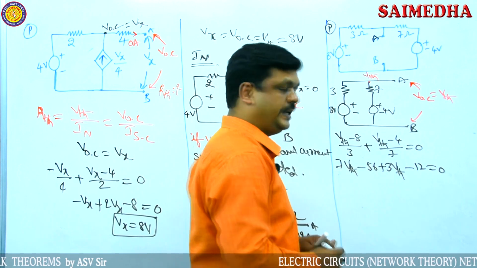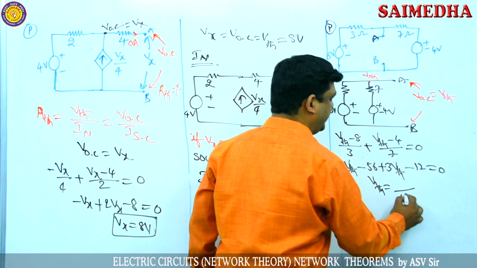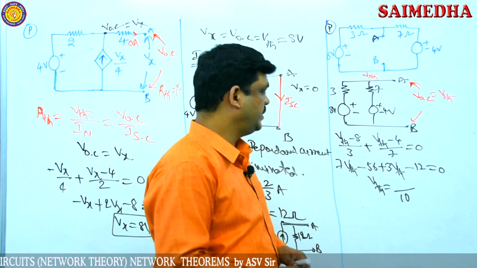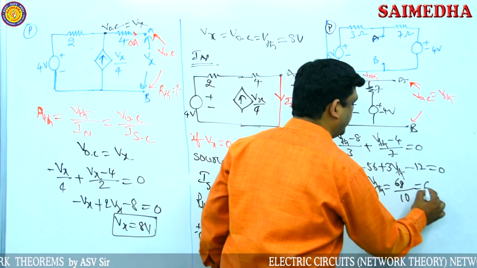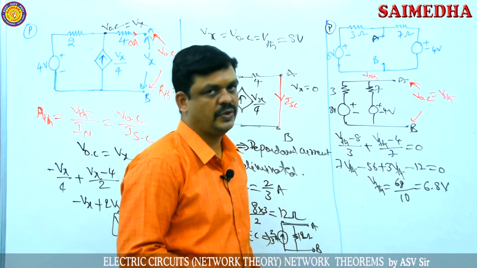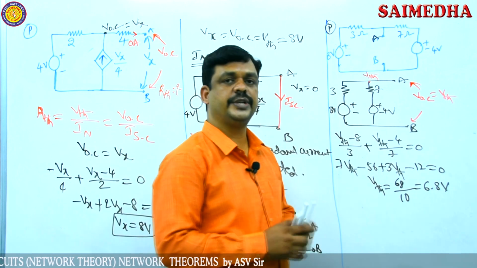7 and 3 make 10. So finally VTH is equal to, over 10, and here 56 and 12, 56 and 12 make 68. So 68 by 10 directly gives 6.8 volts. Now finally we got Thevenin's voltage, that is the open circuit voltage.